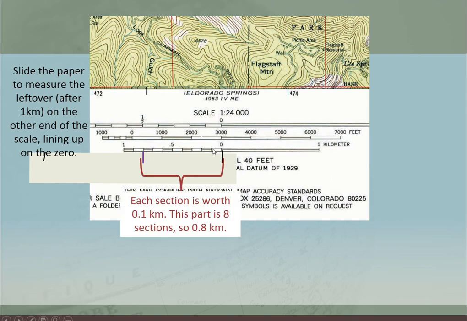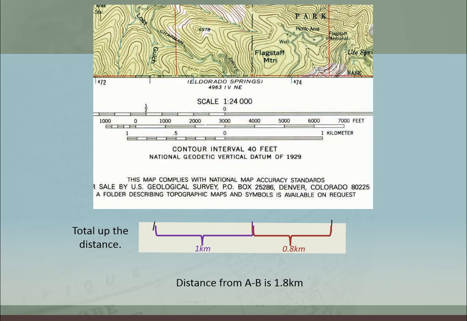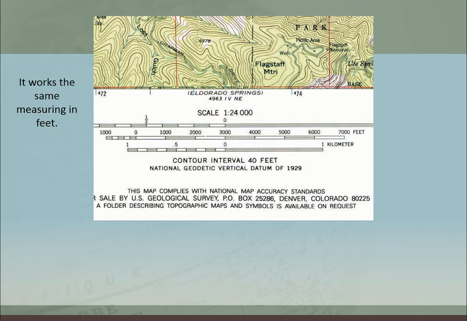You already know this is 1 kilometer, and you're trying to measure this section. This section has 1, 2, 3, 4, 5, 6, 7, 8 pieces. Each section is worth 0.1, so it's 0.8 kilometers. So now you put it all together. On the left, this section is 1 kilometer. This section is 0.8 kilometers. Add that up, and the distance from A to B is 1.8 kilometers. Works the same way when you're measuring feet in another scale.